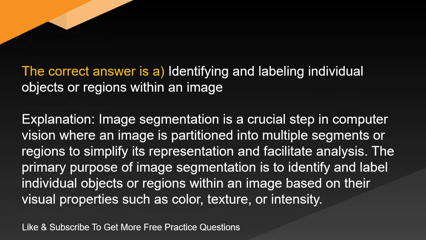The correct answer is A. Identifying and labeling individual objects or regions within an image. Explanation. Image segmentation is a crucial step in computer vision where an image is partitioned into multiple segments or regions to simplify its representation and facilitate analysis. The primary purpose of image segmentation is to identify and label individual objects or regions within an image based on their visual properties such as color, texture, or intensity.